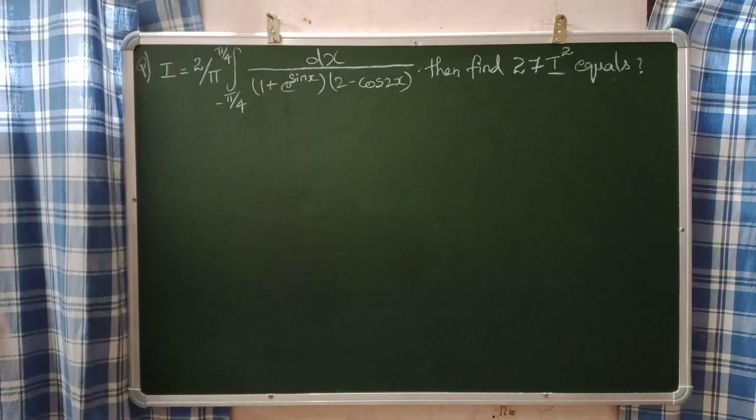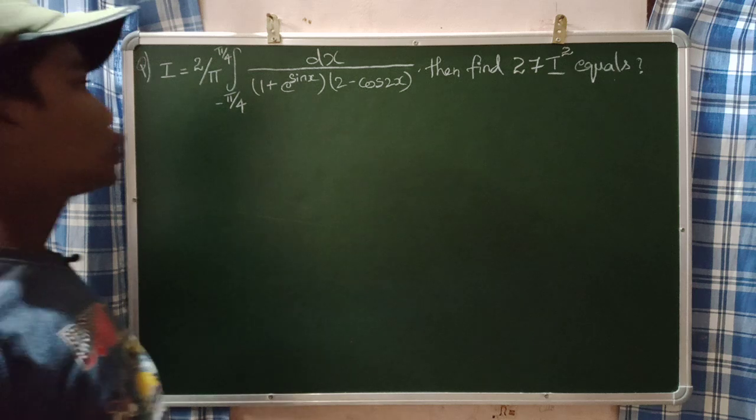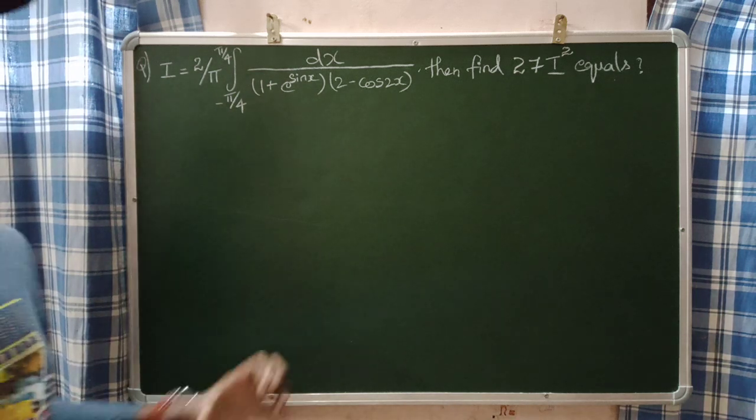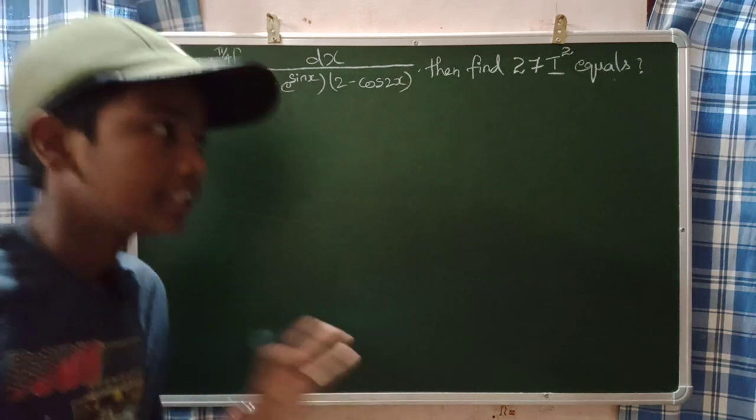So the question is, let I equal 2 by pi times the integral of dx over (1 plus e to the power of sin x) times (2 minus cos 2x), from minus pi by 4 to pi by 4. Then find 27 I squared. This is the question, guys.